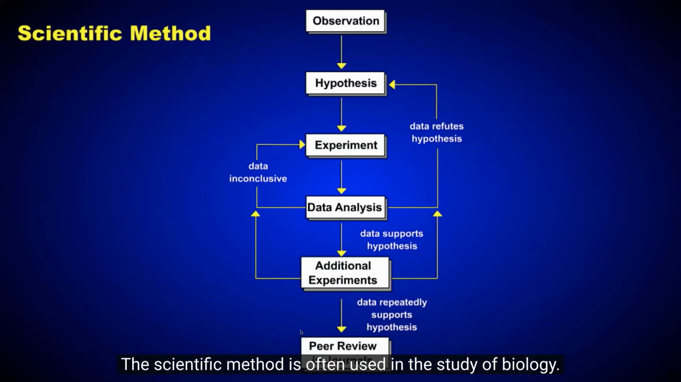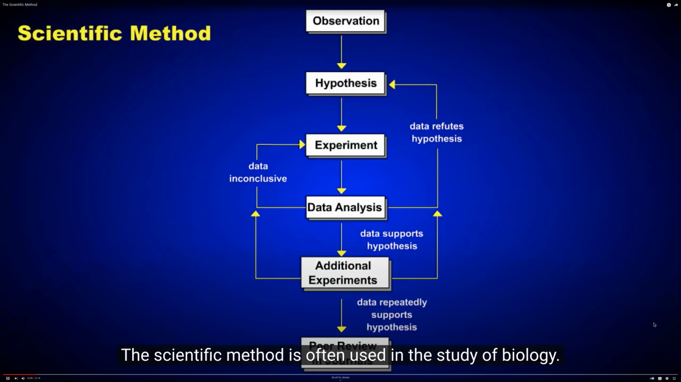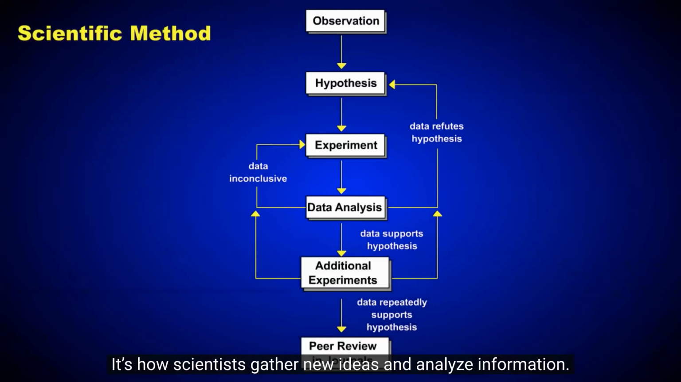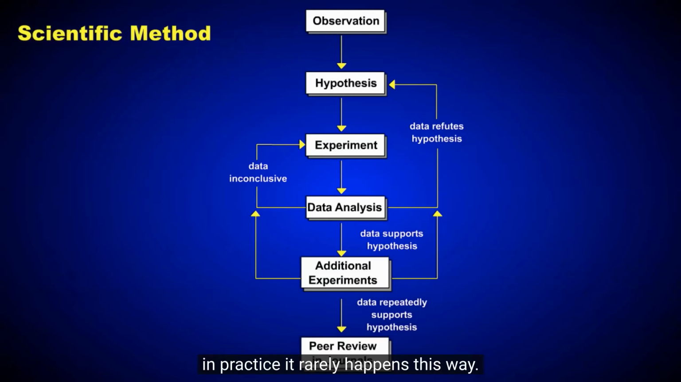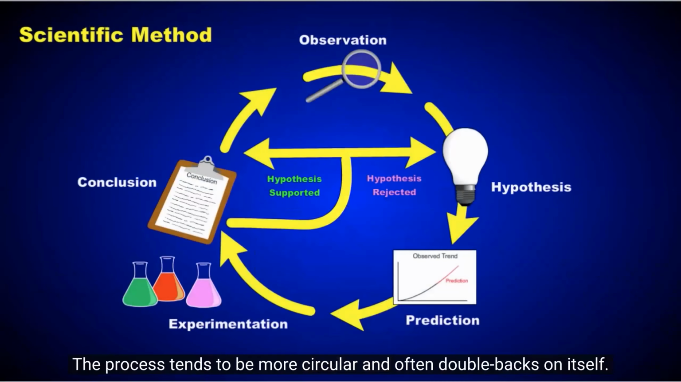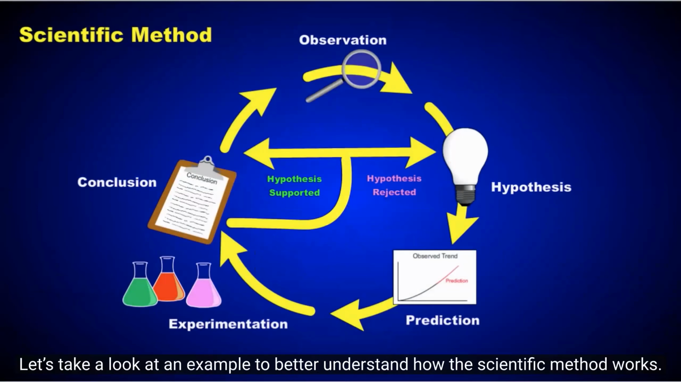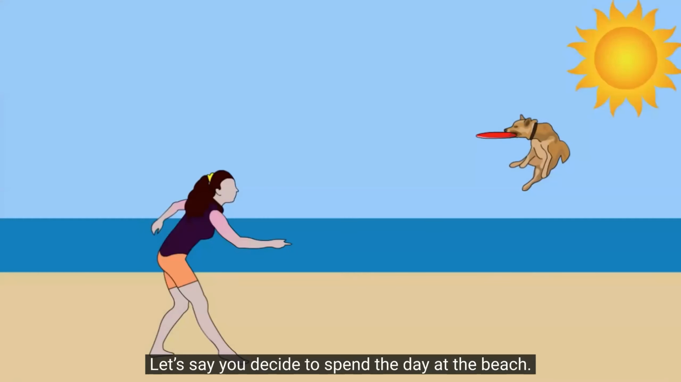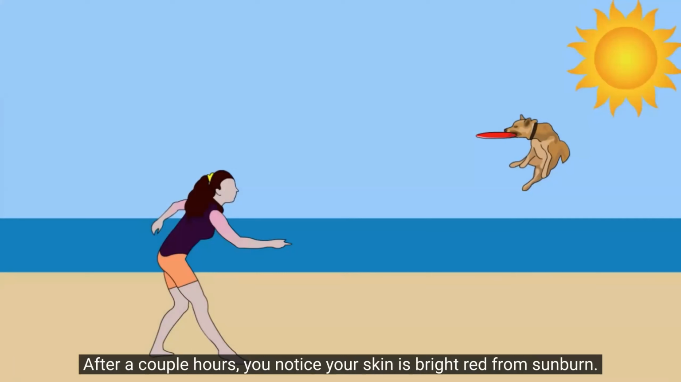The scientific method is often used in the study of biology. It's how scientists gather new ideas and analyze information. While the scientific method is often presented in a linear manner, in practice, it rarely happens this way. The process tends to be more circular and often double backs on itself. Let's take a look at an example to better understand how the scientific method works. Let's say you decide to spend the day at the beach. After a couple hours, you notice your skin is bright red from sunburn.